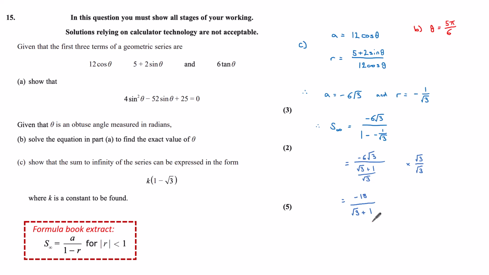I now want to rationalize the denominator, so I want to multiply the numerator and denominator by root 3 plus 1. Doing so gives me negative 18 lots of root 3 plus 1 all over 3 minus 1. 3 minus 1, of course, is 2, so this leaves me with negative 9 of root 3 plus 1. Now I want my answer in the form k of 1 minus root 3. This is the same as 9 lots of 1 minus root 3, taking the factor of negative 1 out of this bracket. And this is the form that we want.